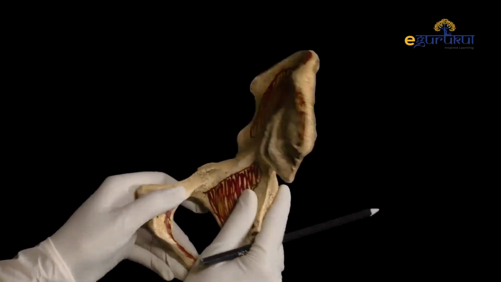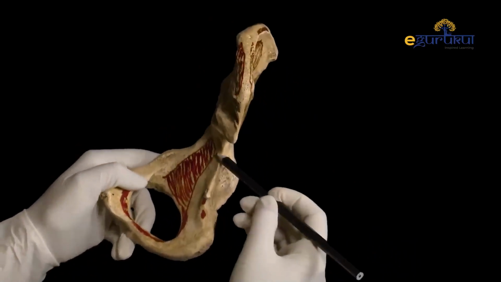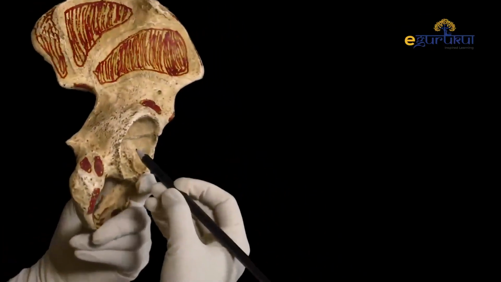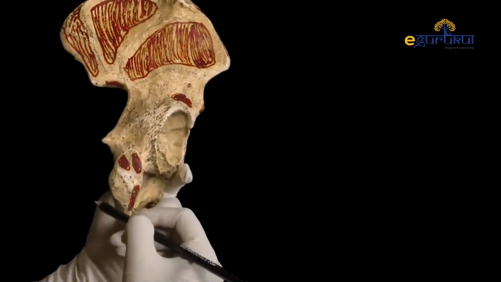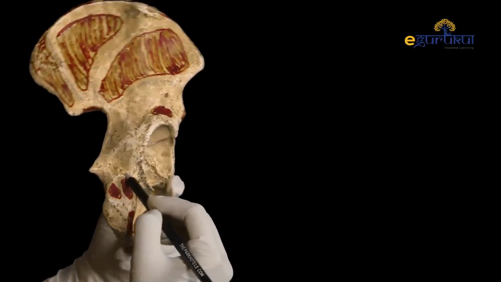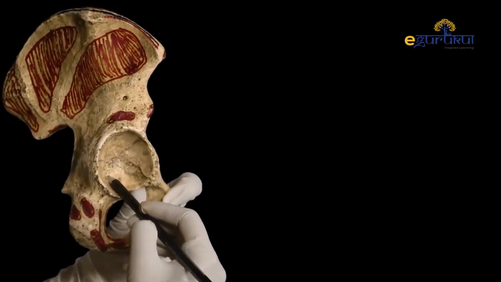So this portion of the bone is ischium. Now this ischium also has an upper end and a lower end. The upper end meets at the acetabulum and the lower end is formed by this ischial tuberosity. The lower end of the ischium is formed by this ischial tuberosity and the upper end is formed by the posterior-inferior 2/5 of the acetabulum.